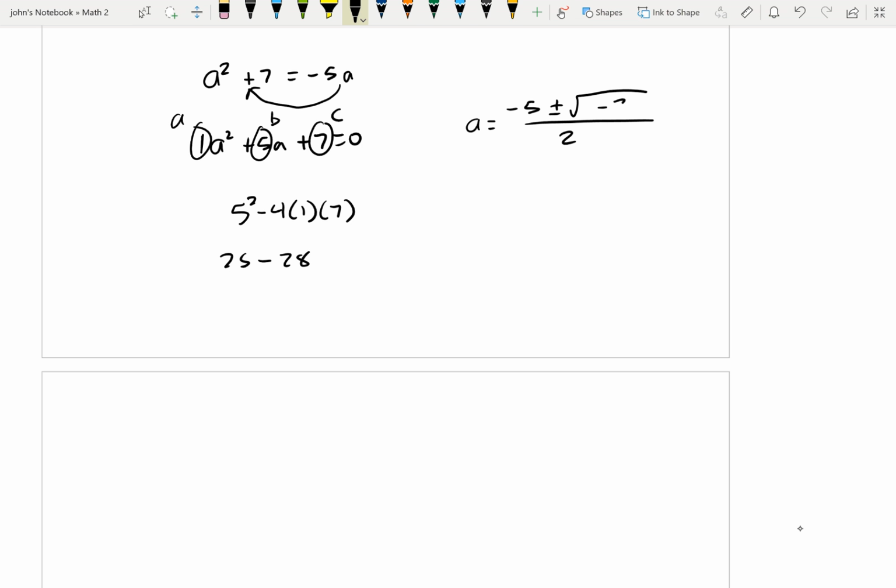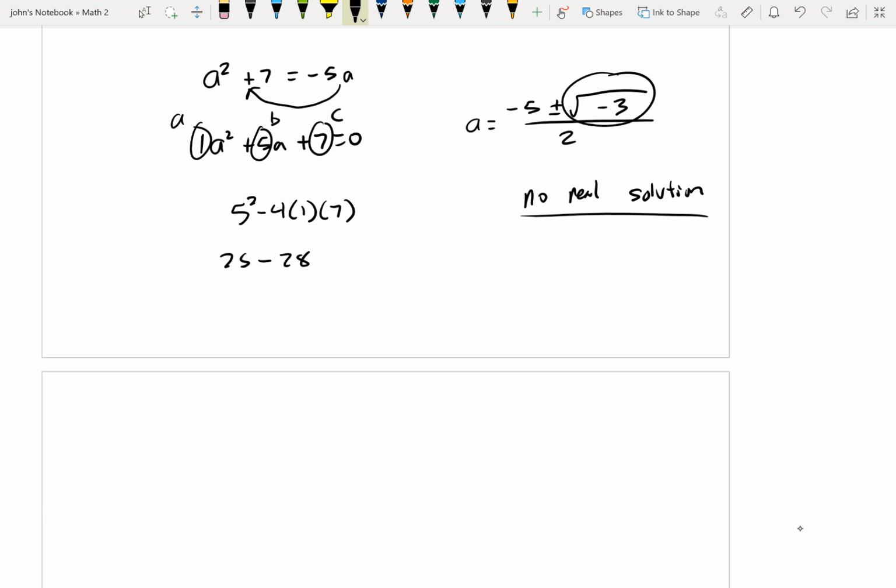That's a negative 3. Well, we got a problem there. We go to simplify that. You can't take the square root of a negative number. What that means is this one has no real solution.